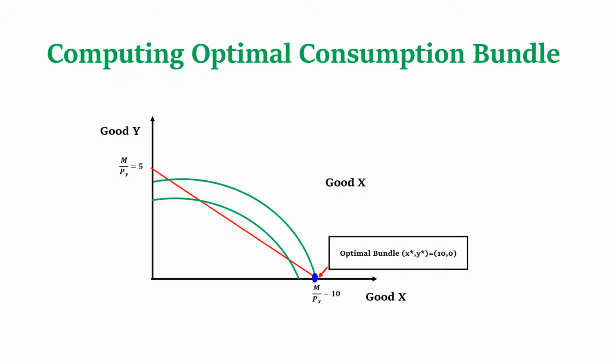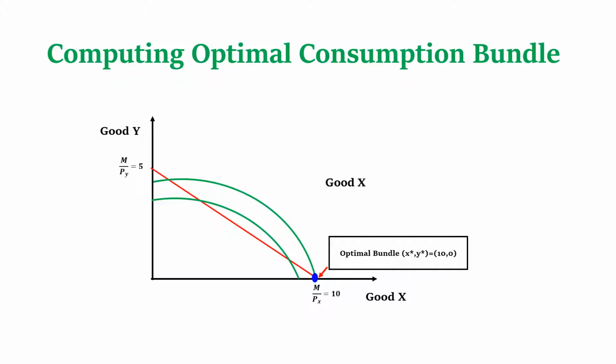Now, because the price of good X is less than the price of good Y, the consumer is going to spend all his $10 on good X. So the optimal bundle here will be what? 10 units of X and 0 of Y. That is none of Y and then 10 of X. So he consumed all his income. He spent all his income on good X and none on good Y. So the optimal bundle is just 10, 0.